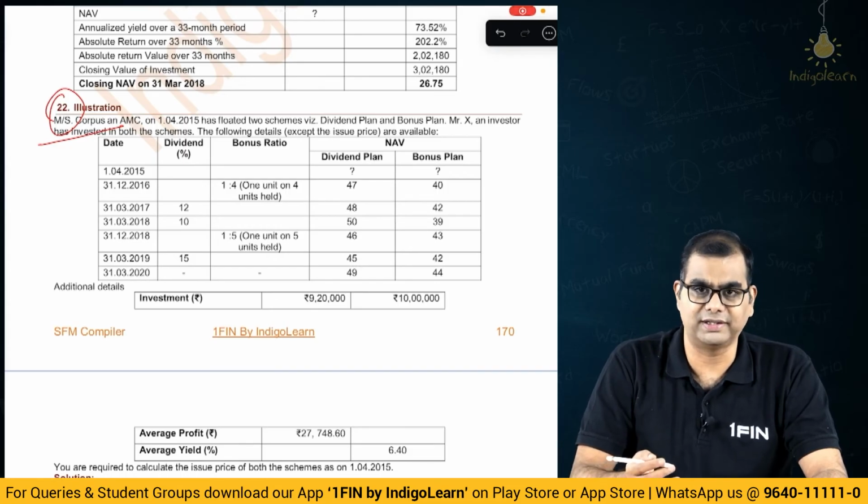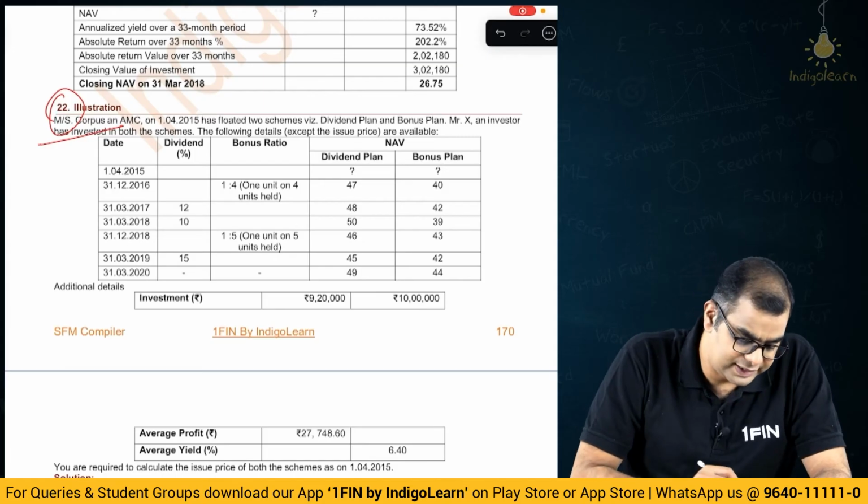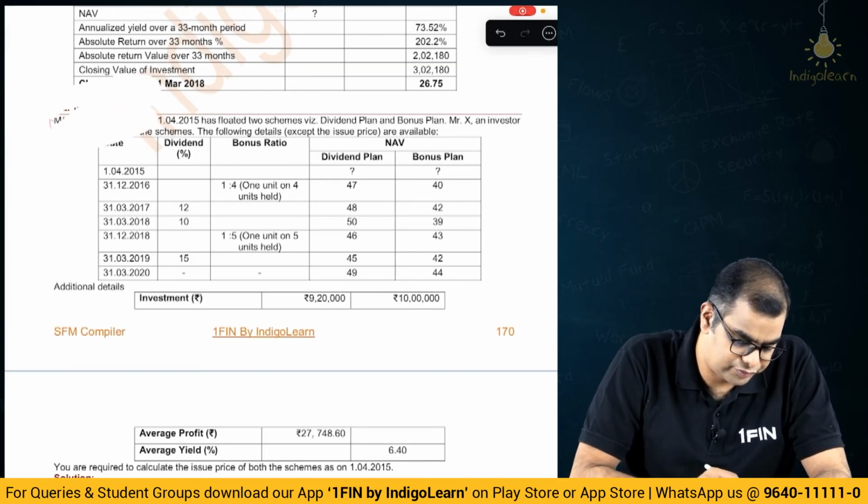Nevertheless, I will tell you what the error is, but you have to be careful. In the exam, this kind of question, the first time it came, was actually very tricky. So you have to be fairly careful when you are solving a question like this. Let us read the question.